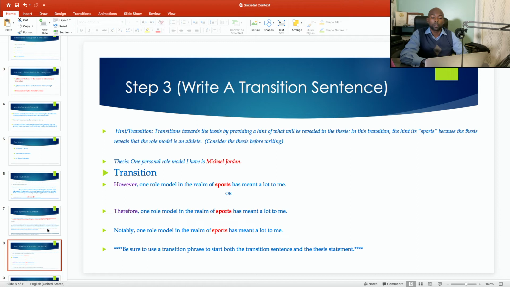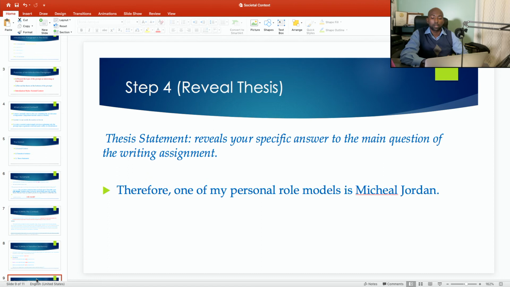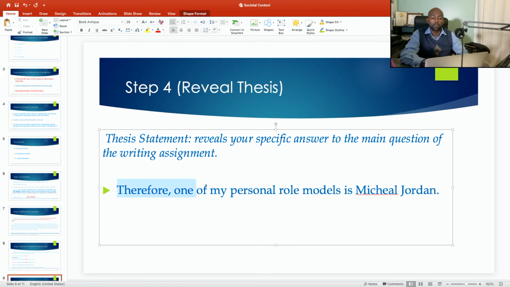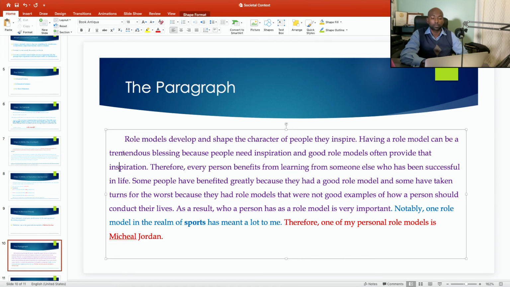Okay? So the thesis is last. That's the last part of the paragraph. And so here it is right here. Therefore, one of my personal role models is Michael Jordan. We had already revealed that earlier. And so now the whole paragraph looks like this. Here is the context here. This is the transition sentence in blue that mentions sports, and then the thesis in red. All right, so let's hear how the whole thing sounds together.